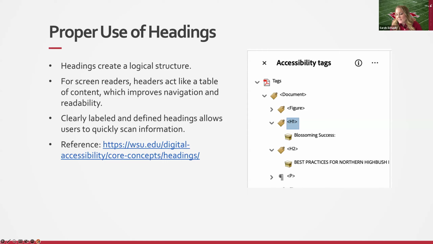Over on the right-hand side, I again have the accessibility tags panel screenshot open. It shows the tagging order of a particular document where the header 1 and the header 2 are visible along with the paragraph tag in the proper order.